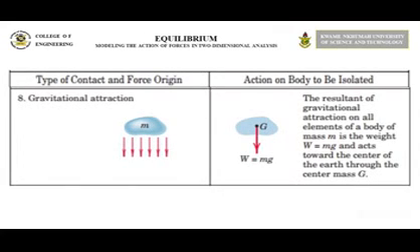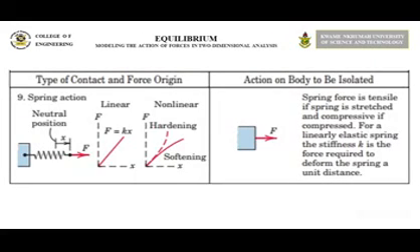Gravitational attraction. Weight is equal to mass times gravity, and this acts towards the center of the earth through the center of mass G. This always acts downwards. Spring force is tensile if the spring is stretched, and compressive if compressed. For a linearly elastic spring, it is replaced with an unknown force perpendicular to the body at the point of contact of the spring.